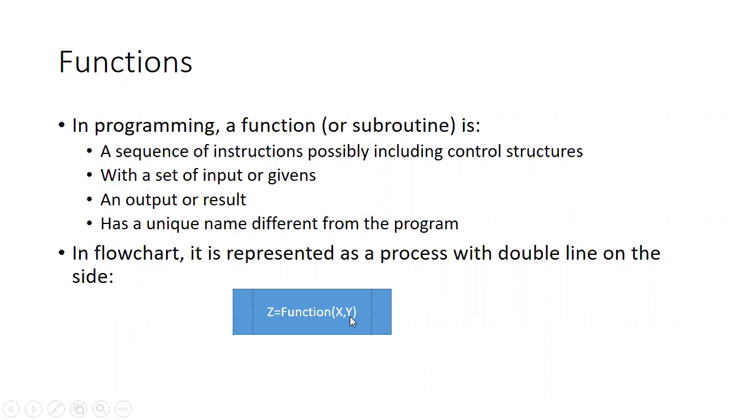Now, when you see a symbol like this, we have a rectangle, which you're familiar with in a flowchart. This is a flowchart symbol. You're familiar with the rectangle in the flowchart symbol, but this is a special rectangle.